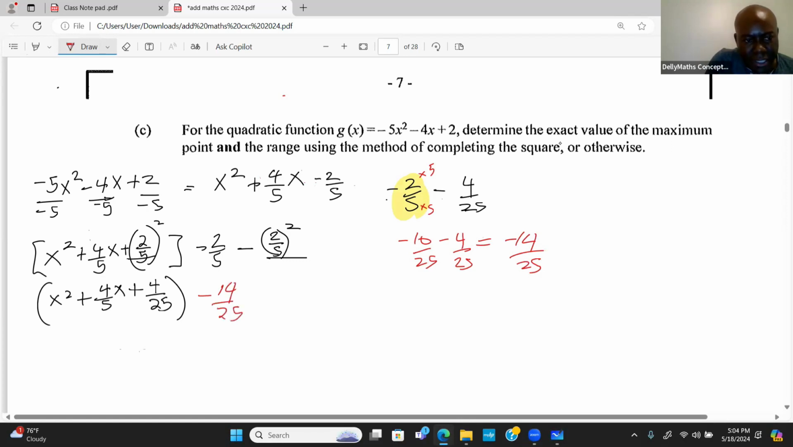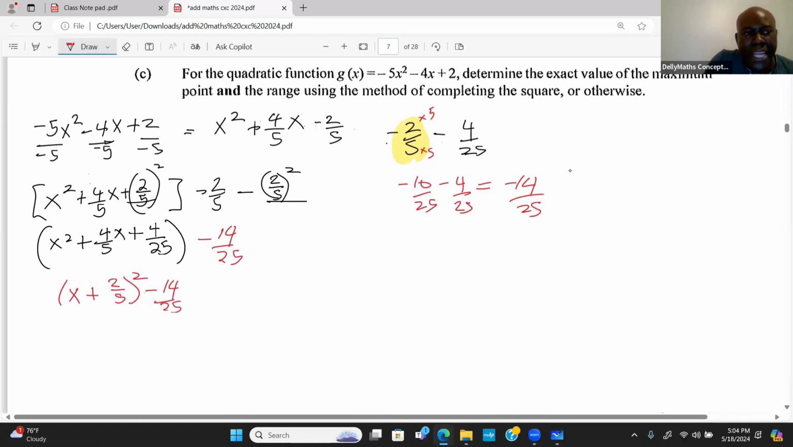At the end of the day, let us factorize this. This is a perfect square, so it's going to be x plus 2 over 5 all squared, and this is minus 14 over 25. To anchor the idea, remember that we divided earlier by negative 5, so we're going to have to multiply the two terms by negative 5. When you do so, you could see negative 5 into this cancels, so this is going to be 5. This is negative 1.